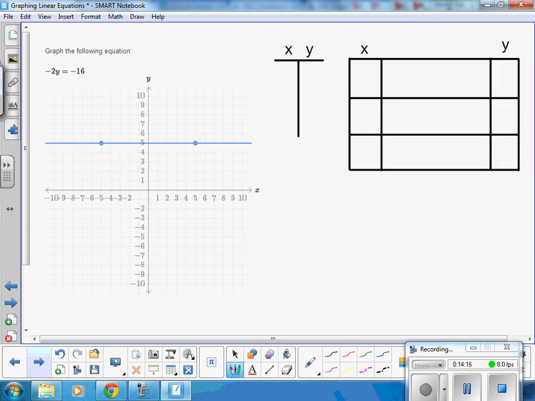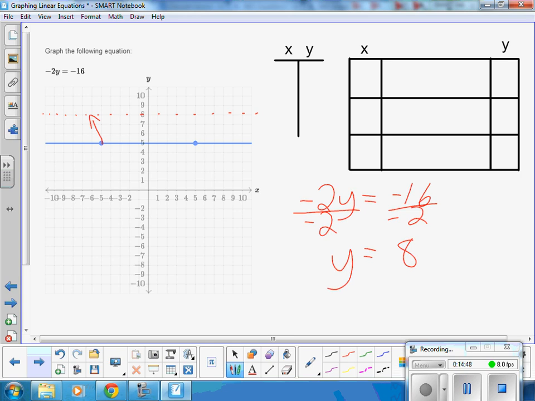-2y equals -16. Again, I only have one letter, so I need to figure out what that one letter is equal to. Divide everything by -2, y equals 8. Y is going to equal 8 no matter the value for x, because x has no effect on my equation. So y equals 8 is going to be along here. We just move the blue dots anywhere along that dotted line, and that would be your graph for that problem.